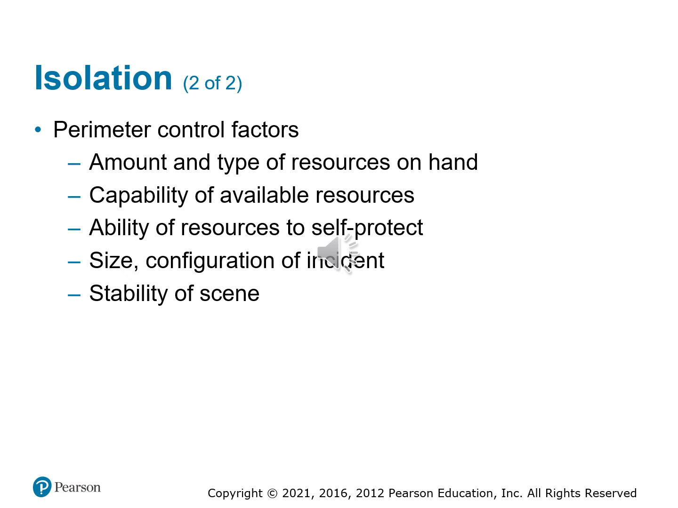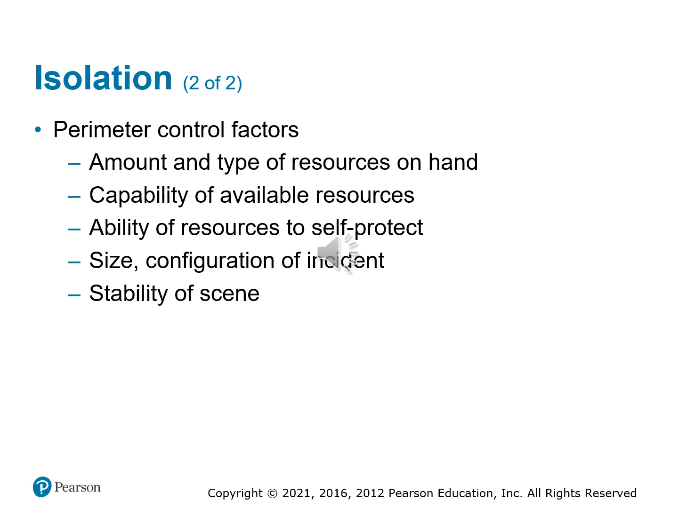There are obviously going to be a lot of factors involved with the perimeter control. You know, the amount and type of resources that you have on hand. If you're in a small rural area, you may start with a very small group, and it's going to be hard to do a proper perimeter control. The capability of the available resources. So what can those resources do? What is the capacity and level that they can provide for you?